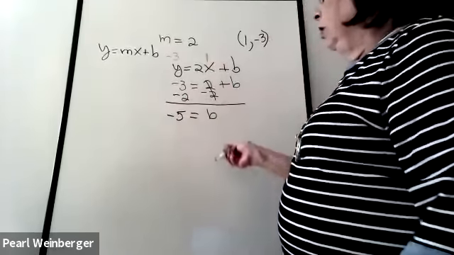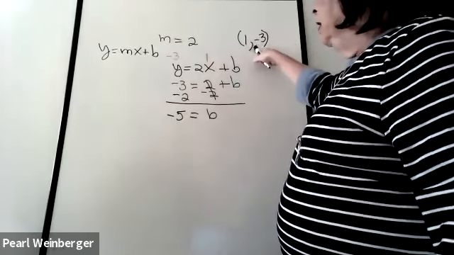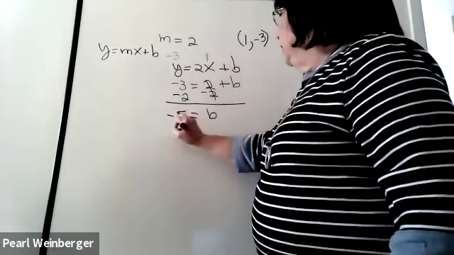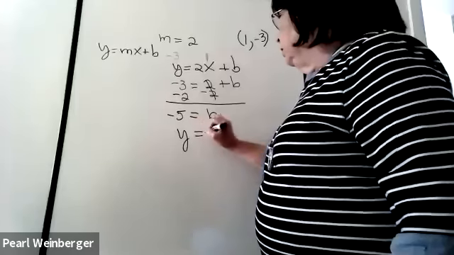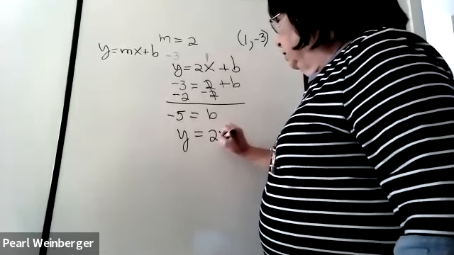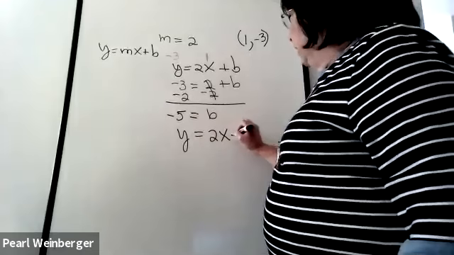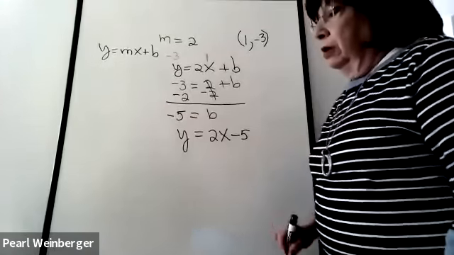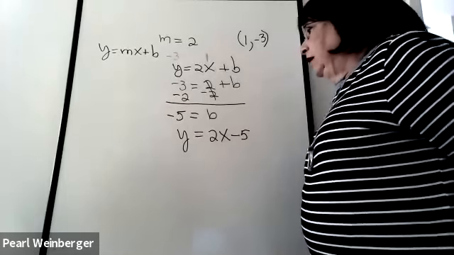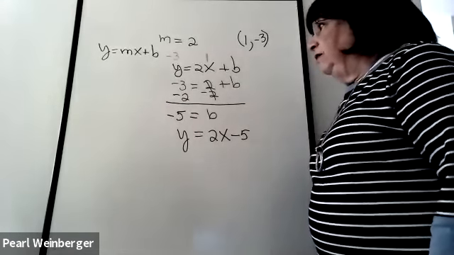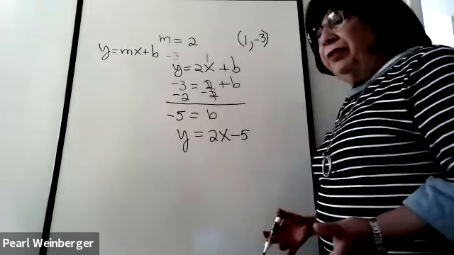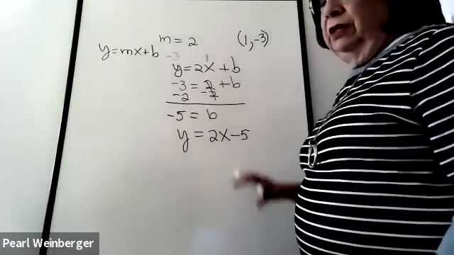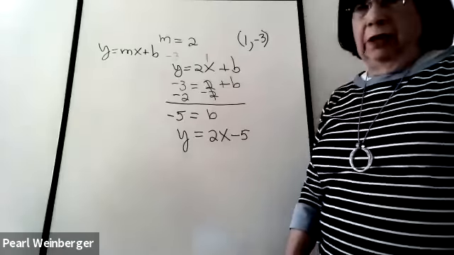And therefore, in order for this point to be on this line, my equation should be y equals 2x, my slope is 2, minus 5, because I've worked out the fact that the y-intercept is -5. Notice I didn't even draw the line. I can tell by looking at the information that they gave me.